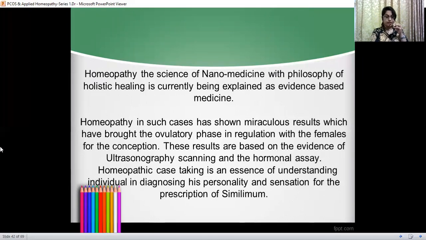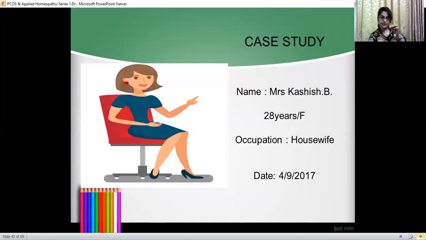So I have done research on PCOS cases, and the book is published. Homeopathic case taking is the essence of understanding the individual, diagnosing his personality and sensation for the prescription of the similimum. So it is said that homeopathic case taking is half the cure. You should be perfect in case taking.